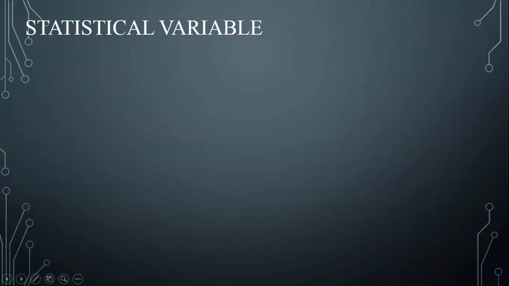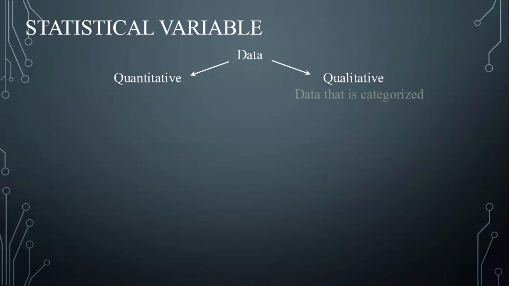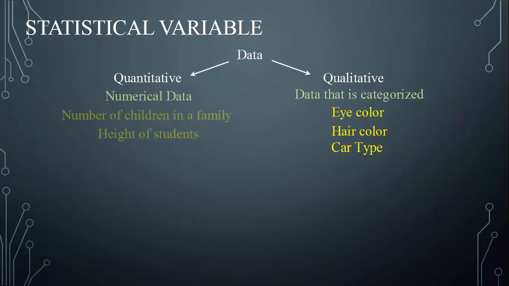We're going to start by defining what a statistical variable is. Now, when you're collecting data, the data could be both quantitative or qualitative. Now, qualitative data can be categorized, for example, when we're collecting data about eye color, hair color, or even car types. But quantitative data takes numerical values, for example, when we're speaking of number of children in families or heights of students.